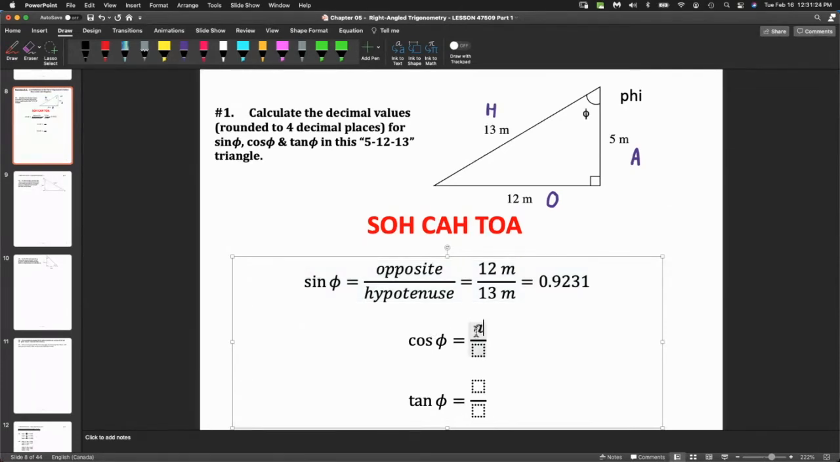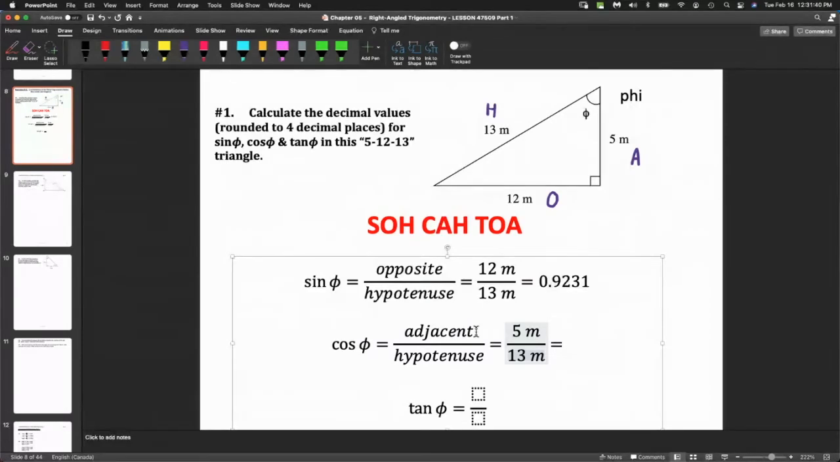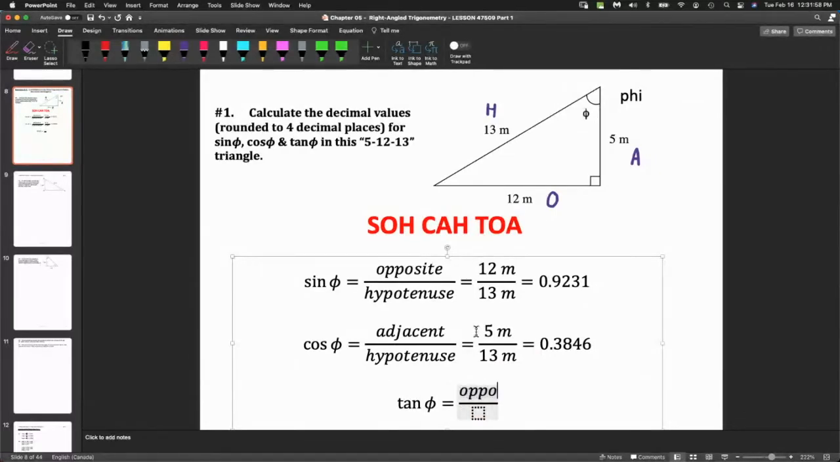Okay, cosine. Adjacent over hypotenuse. So the adjacent is 5, and the hypotenuse is still 13. What glorious numbers, eh? What's 5 divided by 13? Thank you. If you put me in a quiet room, I can do these in my head, but I'm too lazy. Plus, I have to manage a conversation with 32 people at the same time, so it's not happening. So thank you for your computational skills.